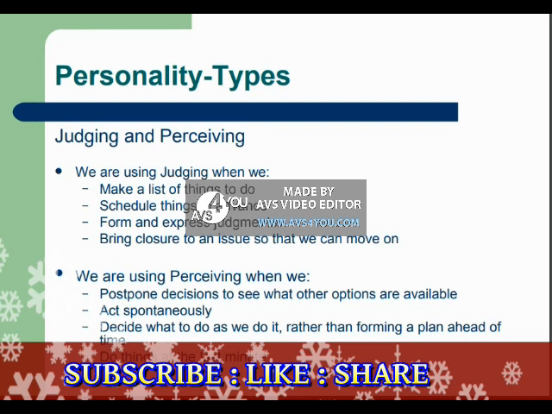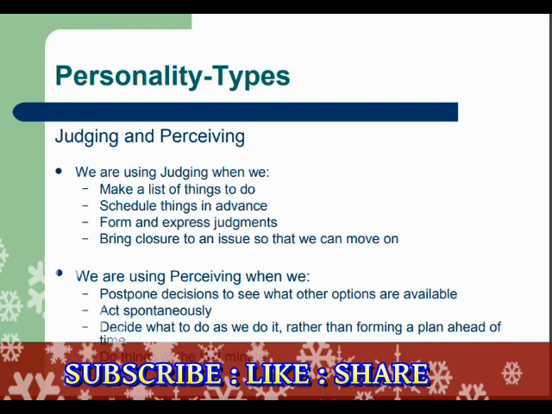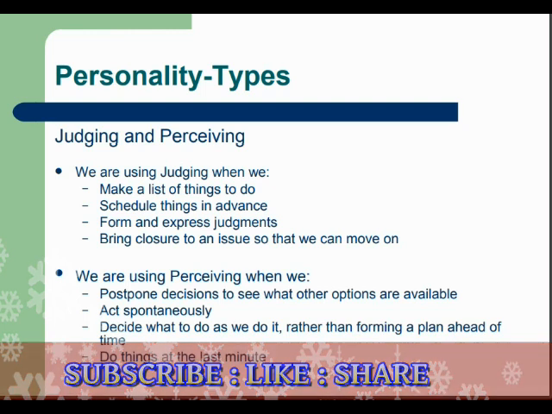Personality types. Judging and perceiving. We are using judging when we make a list of things to do, schedule things in advance, form and express judgments, bring closure to an issue so that we can move on. We are using perceiving when we postpone decisions to see what other options are available, act spontaneously, decide what to do as we do it rather than forming a plan ahead of time, do things at the last minute.